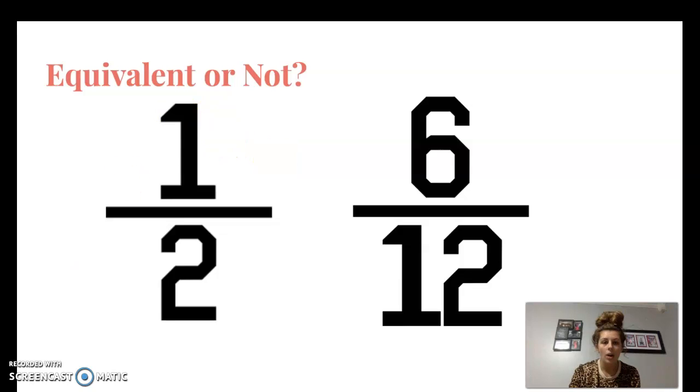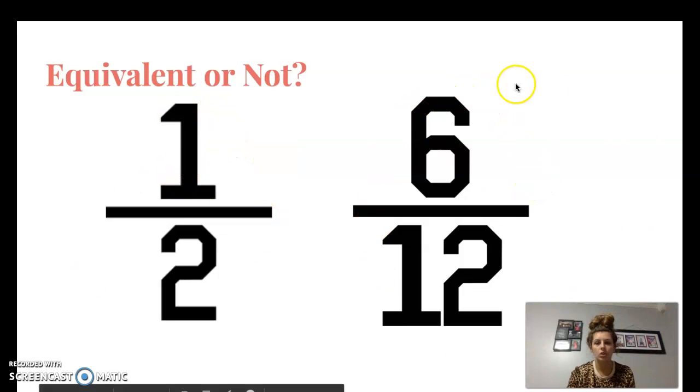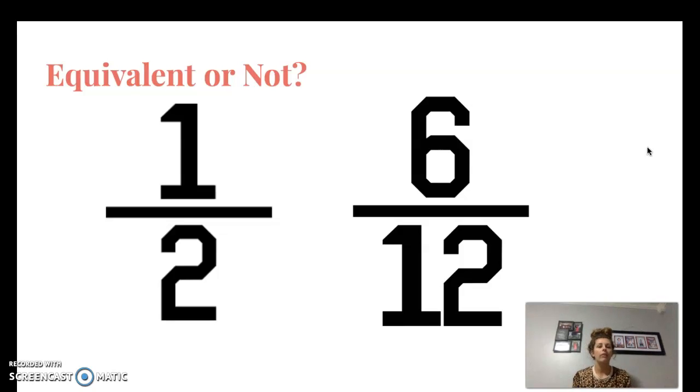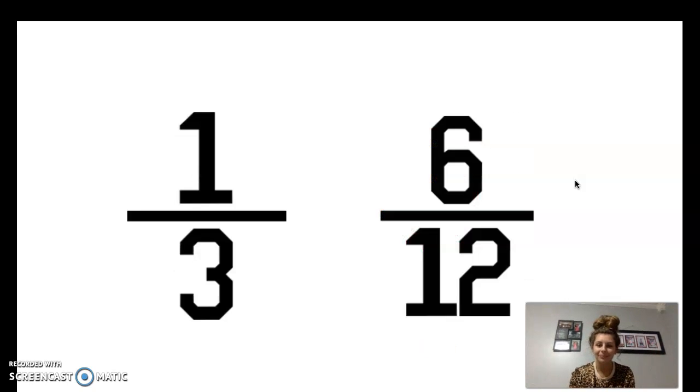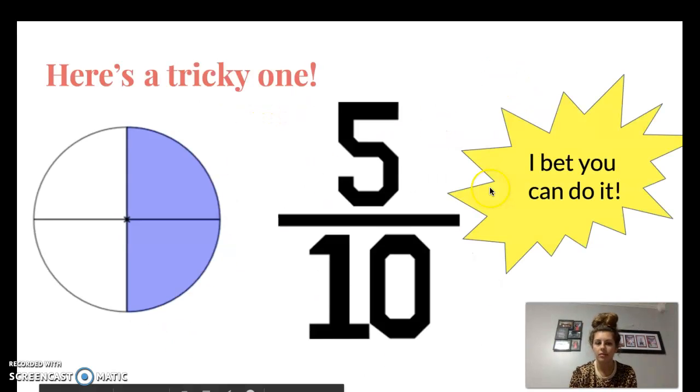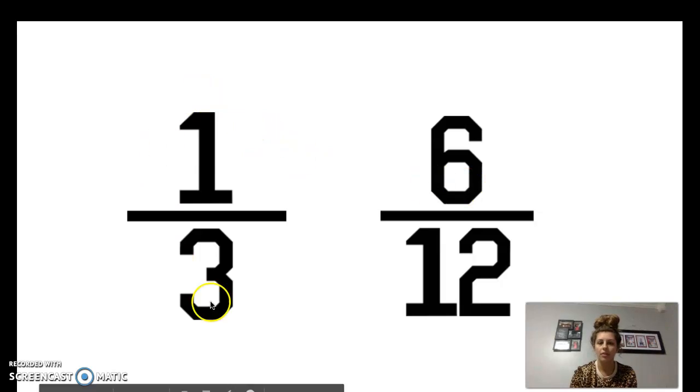You have 1/2 and 6/12. Equivalent or not? Correct, these are equivalent because we can cut them both in half. We have 3/6 and 1/2. Equivalent or not? I'll give you a few seconds to think about it. Correct, these are equivalent. Over here we have 1/3 and 6/12. Sorry guys, 1/3 and 6/12. Think about that one. Is it equivalent or not equivalent?